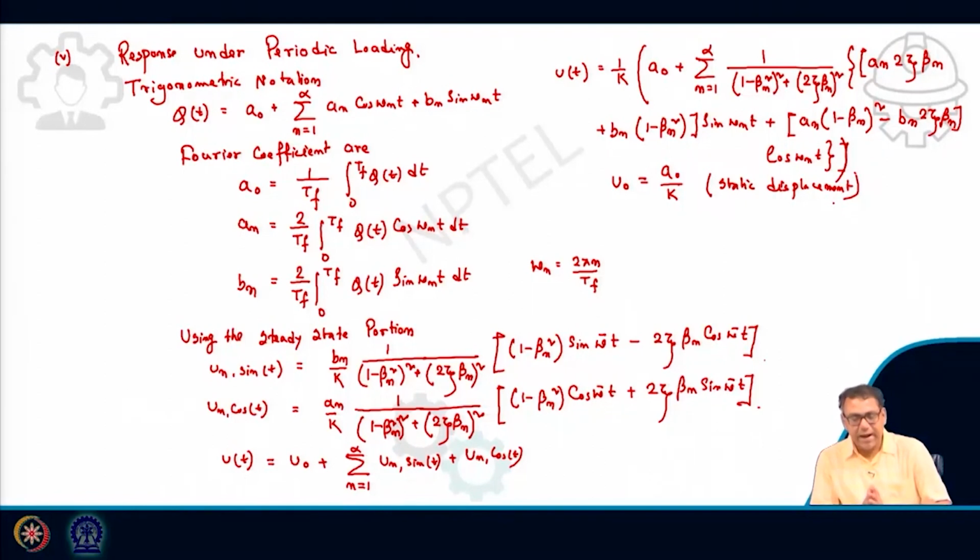So this way we can get the response to a periodic loading by using the Fourier series, which is the summation of a series of harmonic loads. I have discussed here only the trigonometric notation. Similarly, there is an exponential form also, that I am not writing here. This is our fifth case. There is only one more case remaining, that is the step loading. How we will get the response for the step loading, we will discuss in the next class.